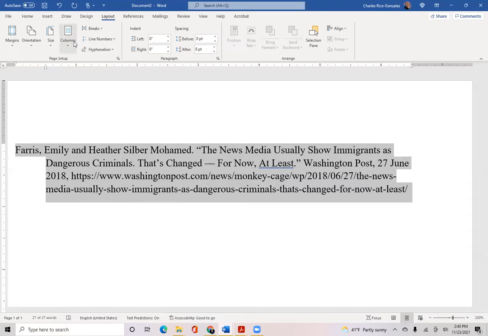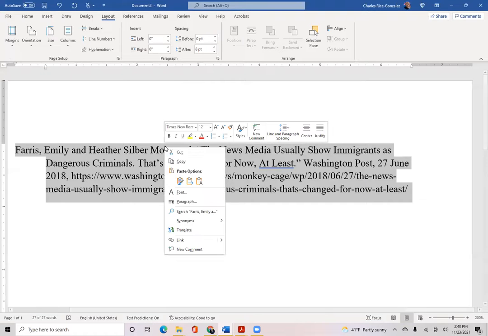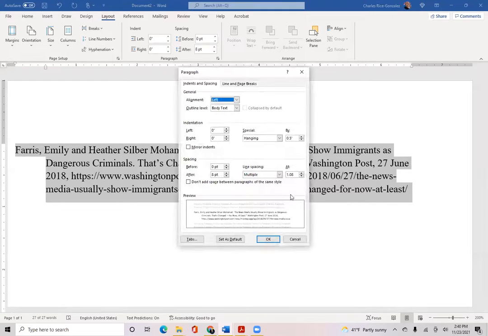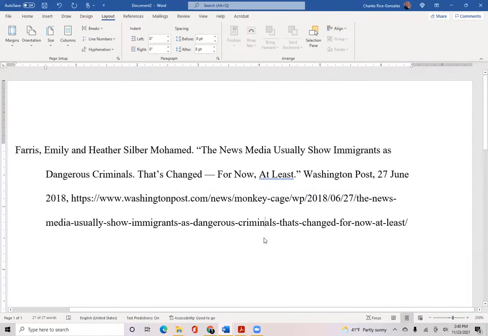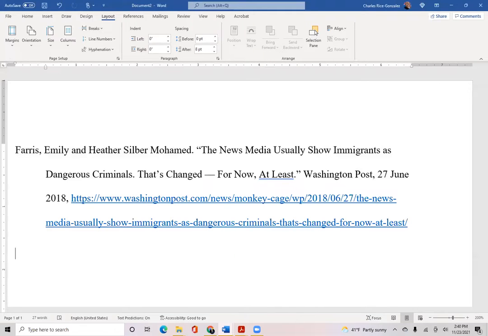And then of course, in the annotated bibliography, you double space everything. So in paragraph, you would double space. Okay, so that's what it looked like. And then underneath it, you're going to write your summary, like the summary of this article is talking about. I'm just making it up.